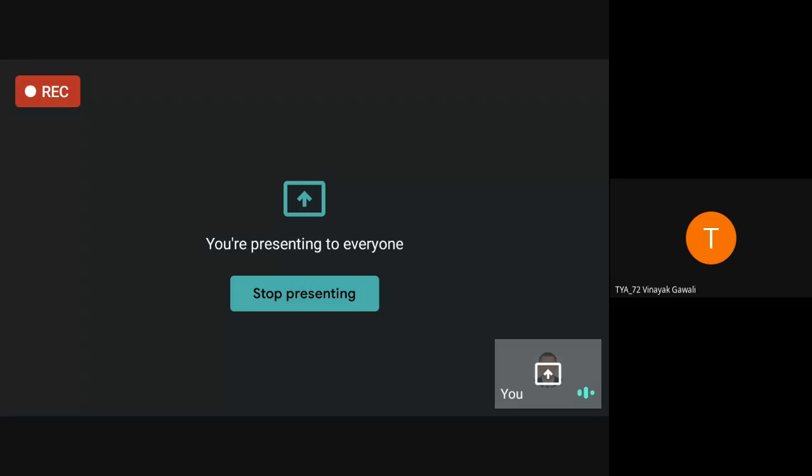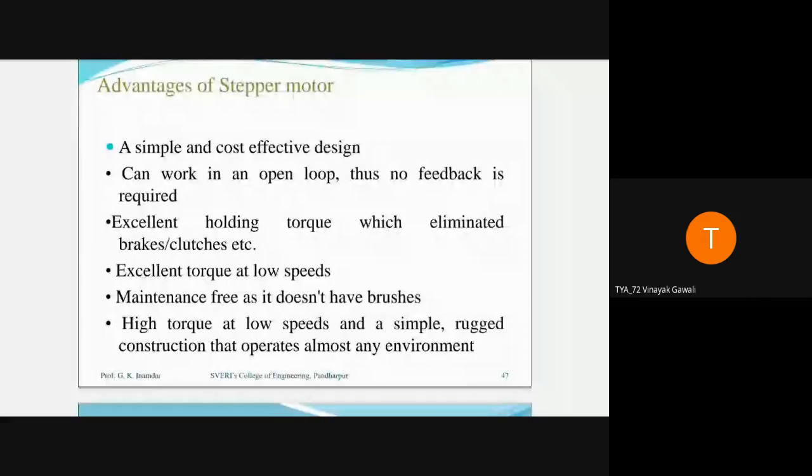Now, advantages of the stepper motor. Excellent holding torque, which eliminates brakes and clutches, is an advantage. Why? Because the stepper motor has excellent holding torque. Holding torque in a stepper motor is better as compared to other motors.